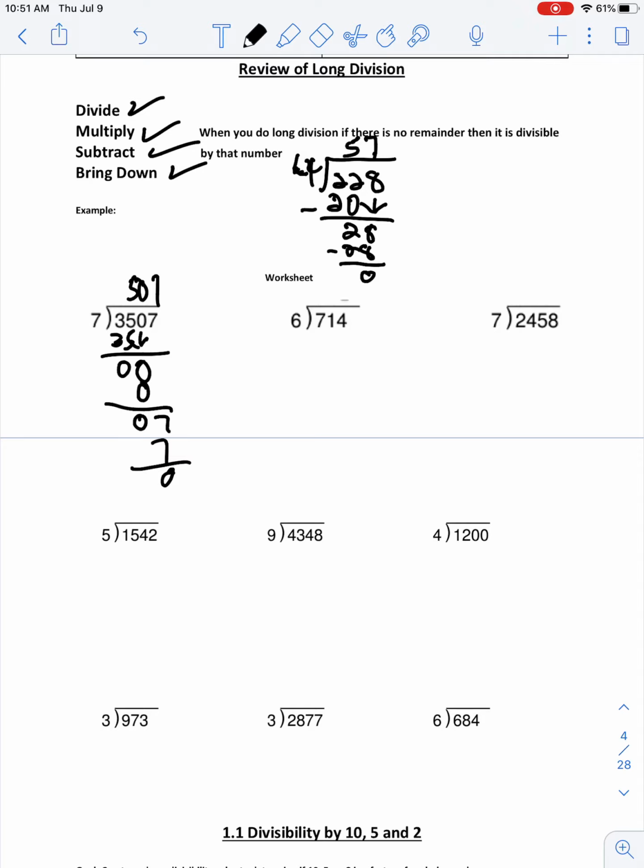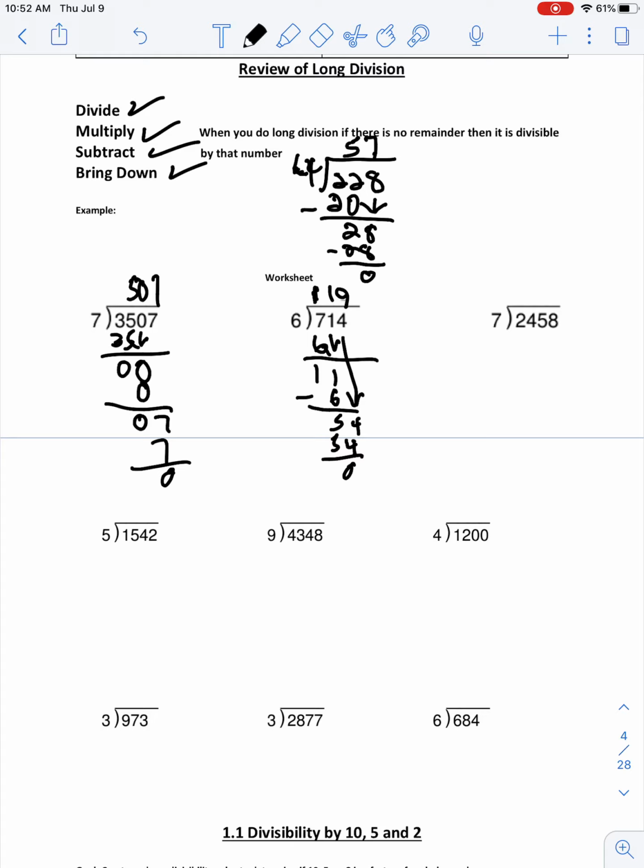Okay. In this one, 6 goes into 7 one time for 6. I subtract, I get 1. I bring down 1. 6 goes into 11 one time. I get 6. I subtract, and I get 5. Now I bring down the 4. 6 goes into 54 9 times. I get a remainder of 0.